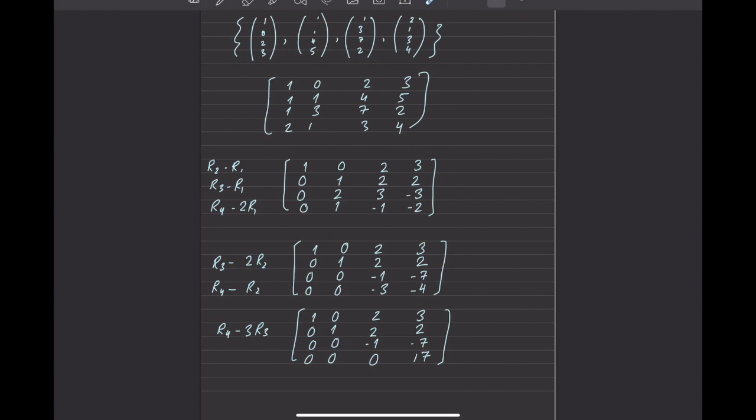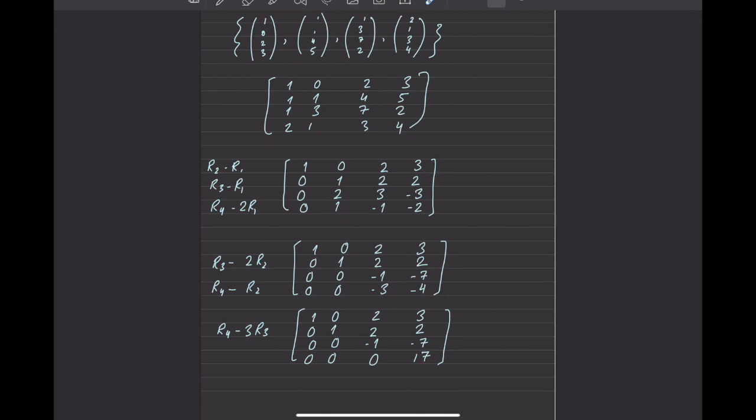So this is a row echelon form. I can also reduce it down to a reduced row echelon form and hence get more simplified bases. But whatever you get after row reduction should form the bases. So here I can directly say that one of the basis vectors is 1, 0, 2, 3, the other one is 0, 1, 2, 2, the next one is 0, 0, minus 1, minus 7, and 0, 0, 0, 17.